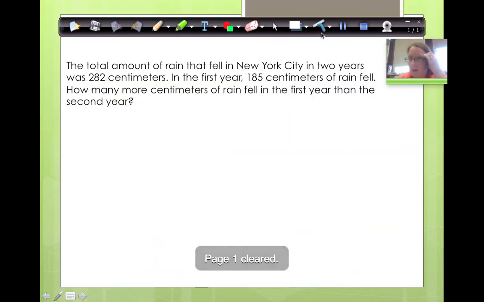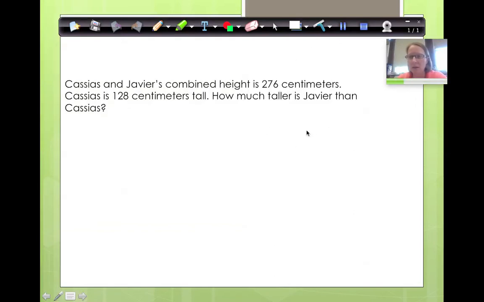This problem is very similar. Okay. Cassius and Javier's combined height is 276 centimeters. That means Cassius's and Javier's together. Cassius is 128 centimeters tall. How much taller is Javier than Cassius? Very similar kind of a problem. So this is a two-step problem, because first I have to find out how tall Javier is.